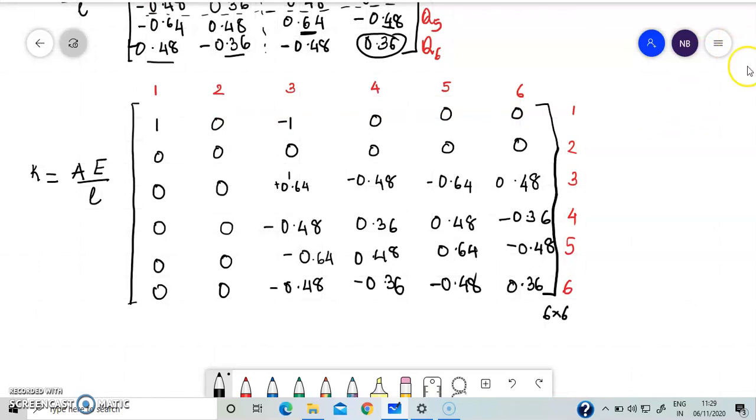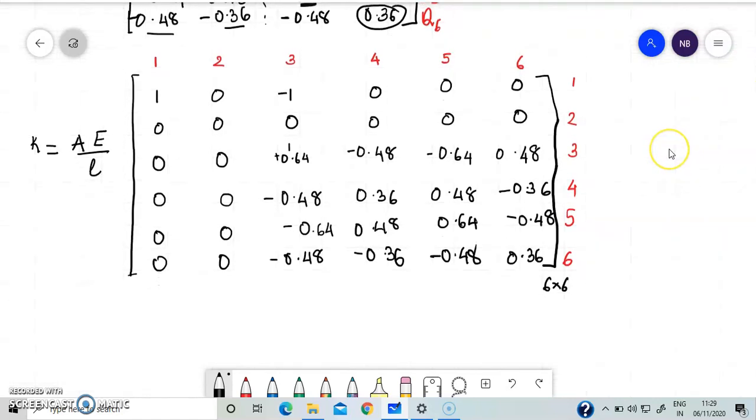Now, as we have assembled the global stiffness matrix, the next step is to find out the displacements. Now we know that nodes 1 and 3 are hinged and both will not allow either horizontal or vertical displacements. So we have to eliminate from this stiffness matrix the degrees of freedom corresponding to nodes 1 and 3. So node 1 has a degree of freedom 1 at Q1 and Q2.